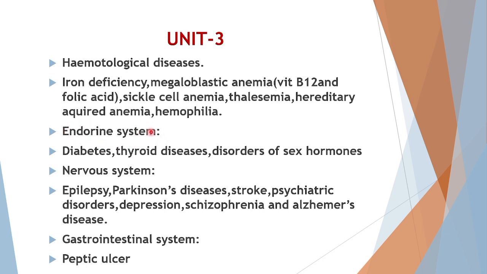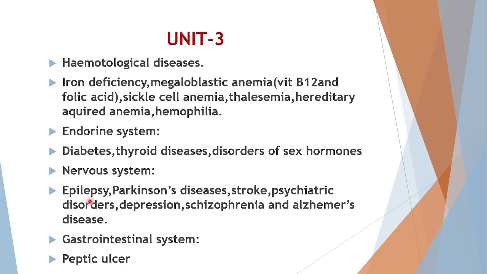The endocrine system is mostly involved with the hormones and endocrine glands. The first one is diabetes. Diabetes is a condition in which there are excessive or low levels of sugar in the body. Next, thyroid disease. Thyroid disease is one of the endocrine diseases, mostly involving deficiency of T3 and T4 levels in the body. Okay. Disorders of sex hormones. What are the disorders which lead to the deficiency of the sex hormones? Next, nervous system. The diseases which occur in the nervous system.